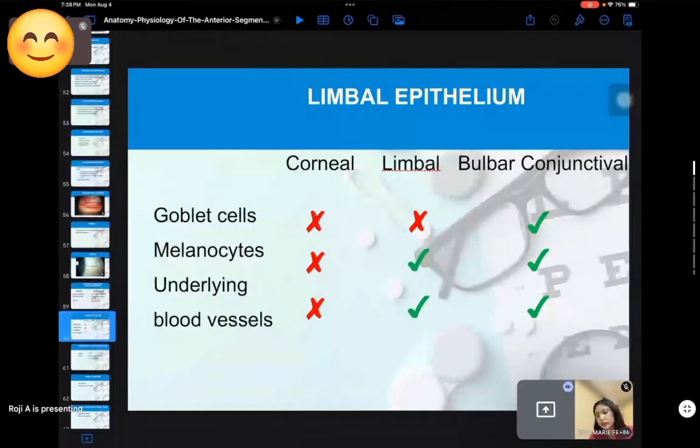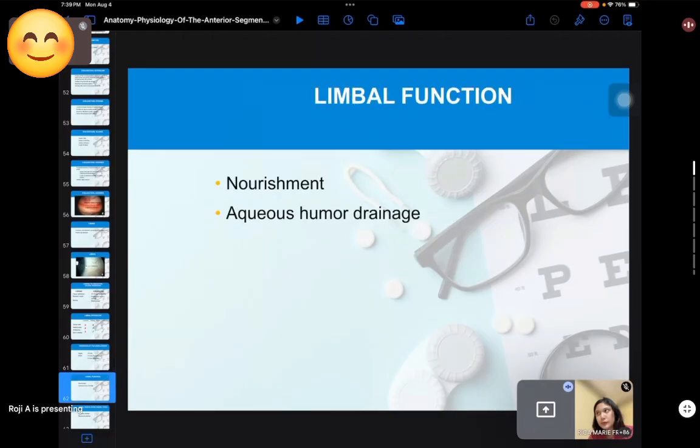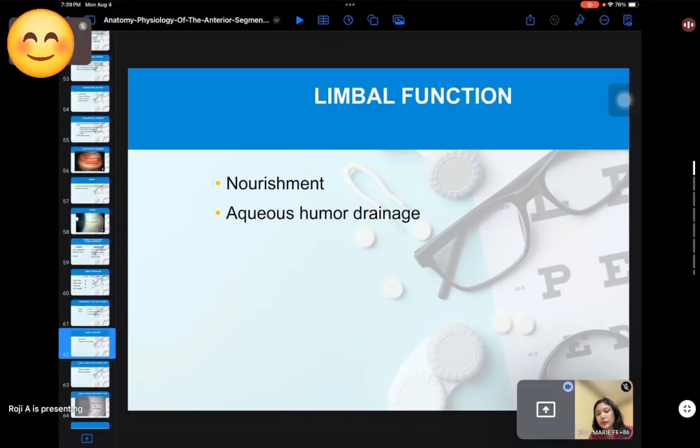There you go. So far, so good? Are we good? All right. So if we're good, let me see. All right. This is the dimension of the limbal region, depth of 1, width of 1 point. It's good to know. And the function is nourishment. And for aqueous humor, drainage. So it's a drainage. To drain. Okay?